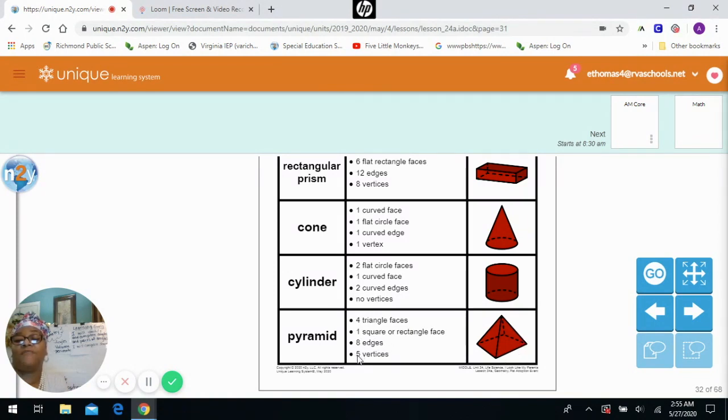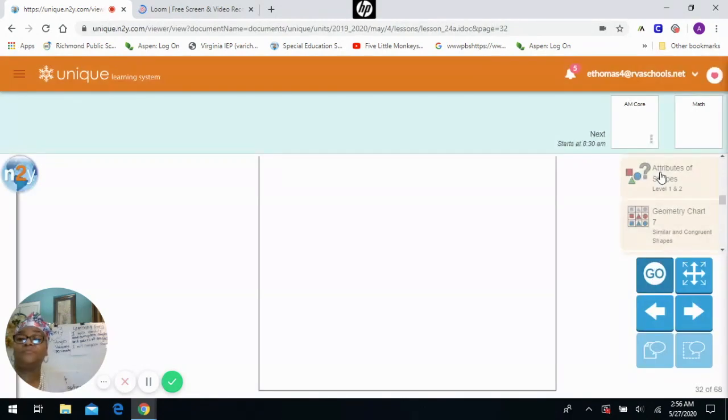And then you have 5 vertices. Vertices where everything meets. There's one here. That's 1, 2, 3, 4, and 5 where everything meets. Awesome. Make sure you cut these pages out and put them inside of your math journal so you can refer to them later. All righty.